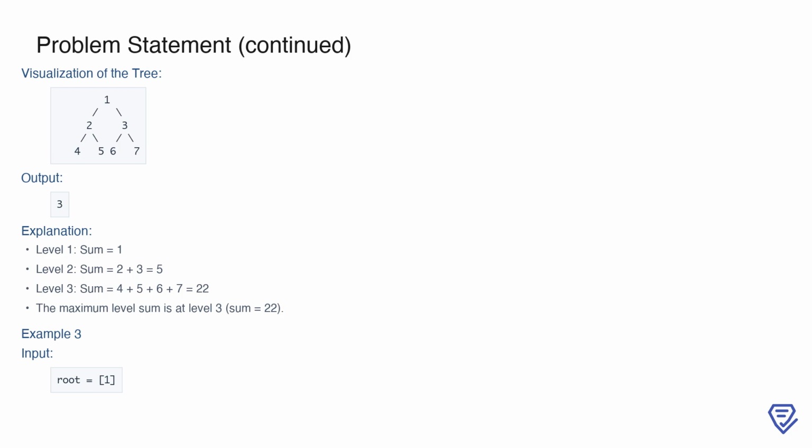At level 1, we have only the root node, so the sum is 1. At level 2, the nodes are 2 and 3, and their sum is 5. At level 3, the nodes are 4, 5, 6, and 7, giving us a sum of 22. The maximum level sum here is 22, which is at level 3. So, the output for this example is 3.